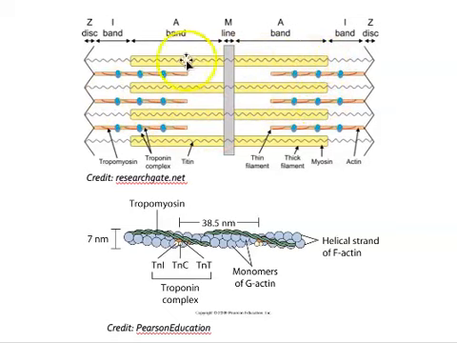The yellow bars represent thick filaments. The brown bars represent thin filaments. And you can just see there's a little licorice stick structure right here. That represents tropomyosin. And then there is this blue ball right here. That represents troponin.